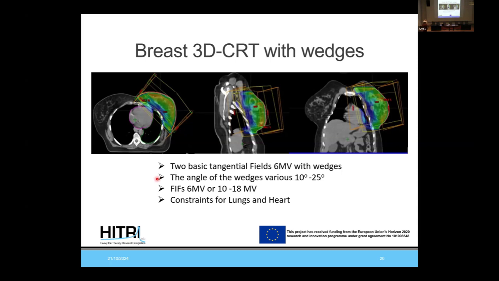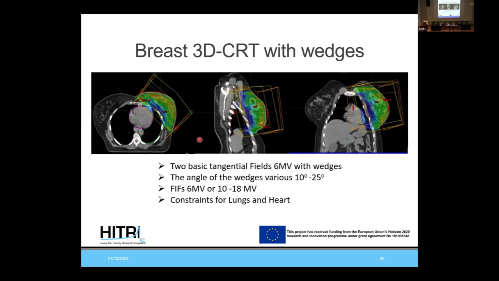I want to protect the other breast, I want to protect the other lung, and I want to spare the lung here for this image. This is the left lung. It's the left breast case. I want to protect as much as possible the left lung and the heart.